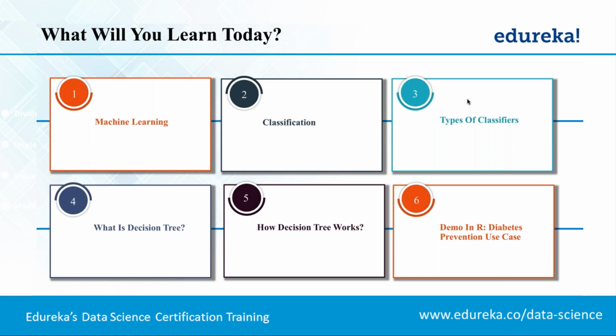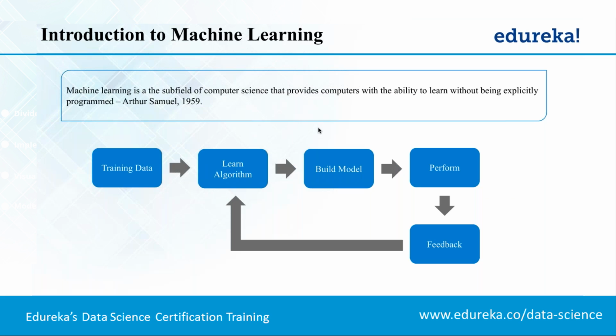So to begin with, what is machine learning? If you look at Wikipedia, it says machine learning is a subfield of computer science that provides computers with the ability to learn without being explicitly programmed. And this was a definition, there's not really a particular definition of machine learning, but this is what one of the scientists said back in 1959. So you can see how old this branch of computer science is.